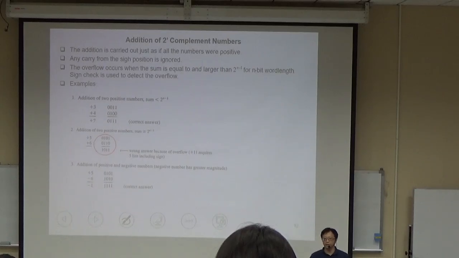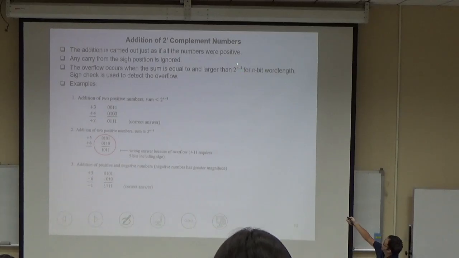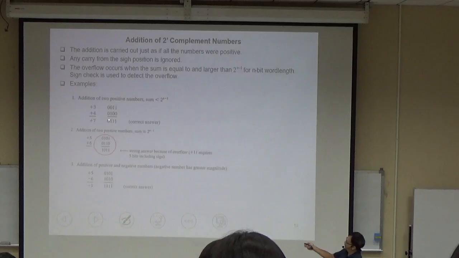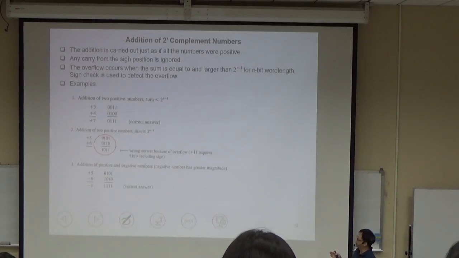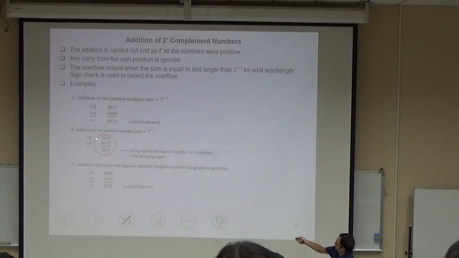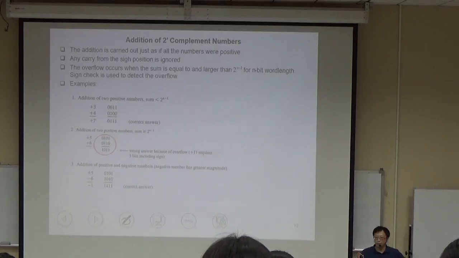That 7 is smaller than... these are 4 bits, so n is 4. 4 minus 1 is 3. 2 to the power of 3 is 8. The 7 is smaller than 8, so there is no overflow, so it's fine. This is the correct answer. Okay, and next is the addition of two numbers, but in this case we have the overflow.